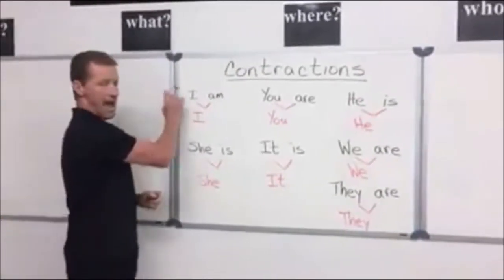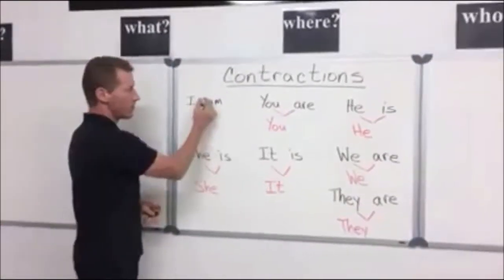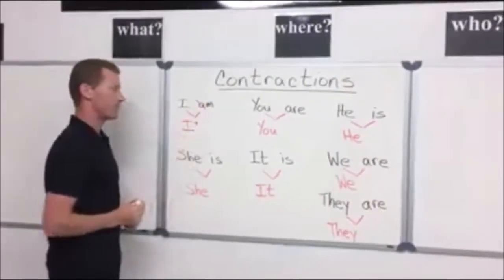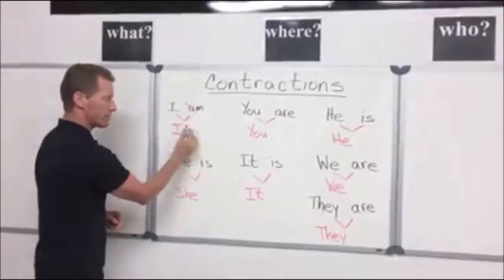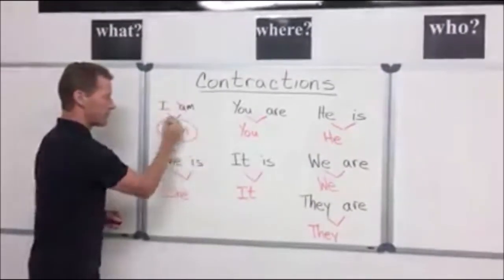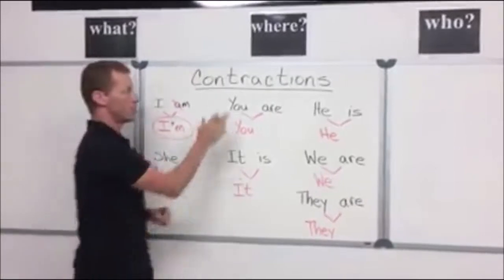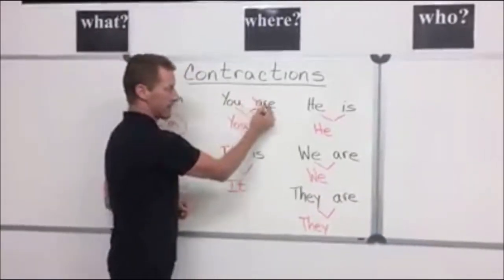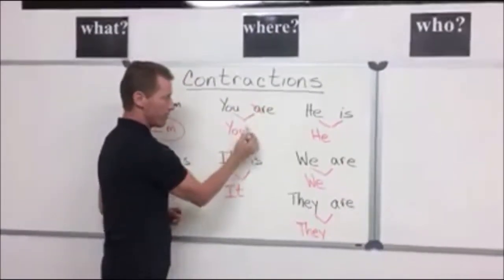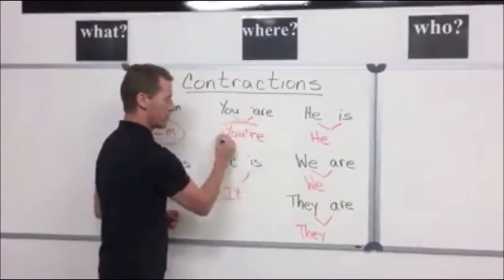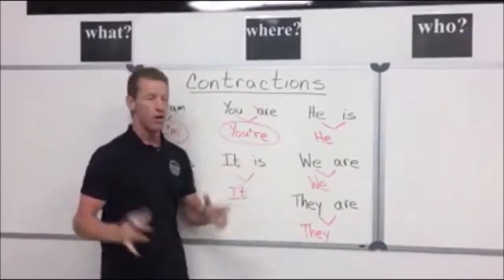So now, I am, contraction: take out the vowel and put an apostrophe, and then bring down what's left. So, I am, I'm. You are, take out the vowel, put an apostrophe. Bring down what's left. You are, you're.